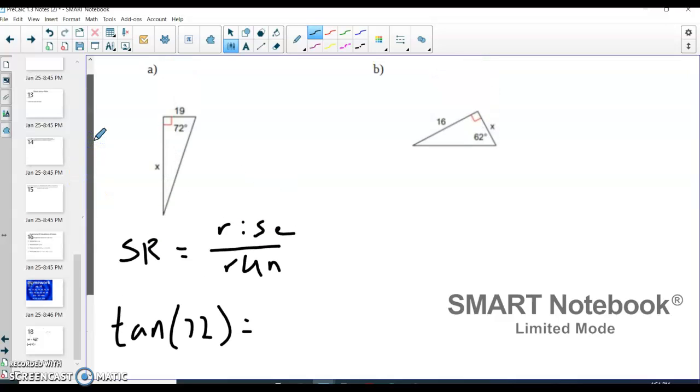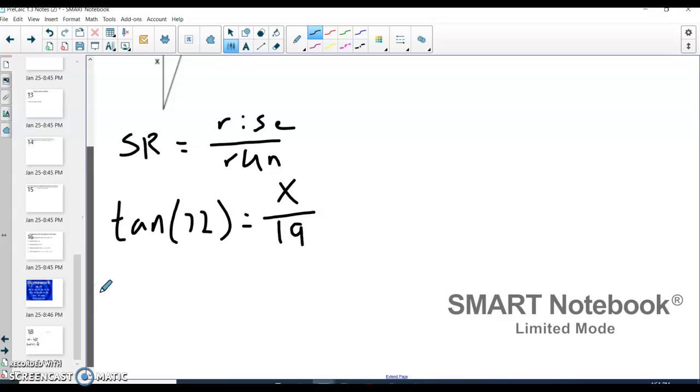Well, the rise is always going to be the side that is opposite of our angle, or the side that is across from our angle. So in this first one, the rise would be x because it's across from our 72-degree angle. That means the run in this problem would be 19. Another way to see it is that the run is always going to be between your 90-degree angle and your angle 72.